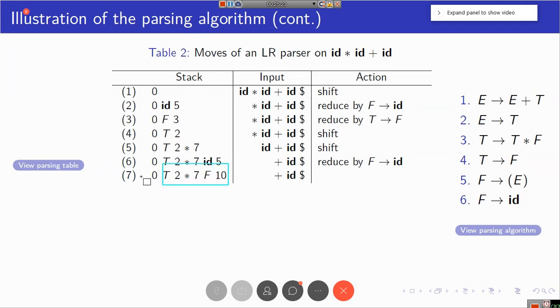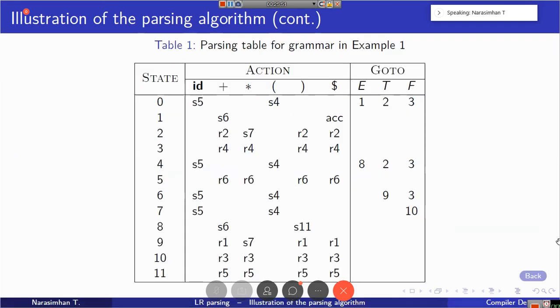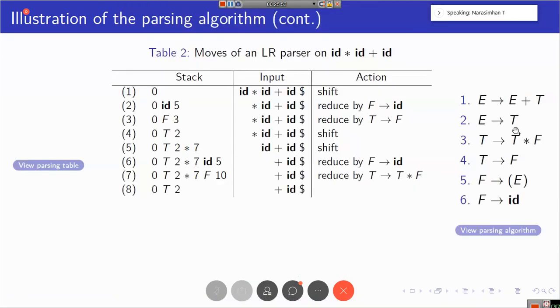Now you need to check for 0 and T. 0 and T will give you 2, that is pushed. Next is 2 and plus. 2 and plus is R2. Perform the reduction operation using the second rule, that is E gives T. It will be like this.